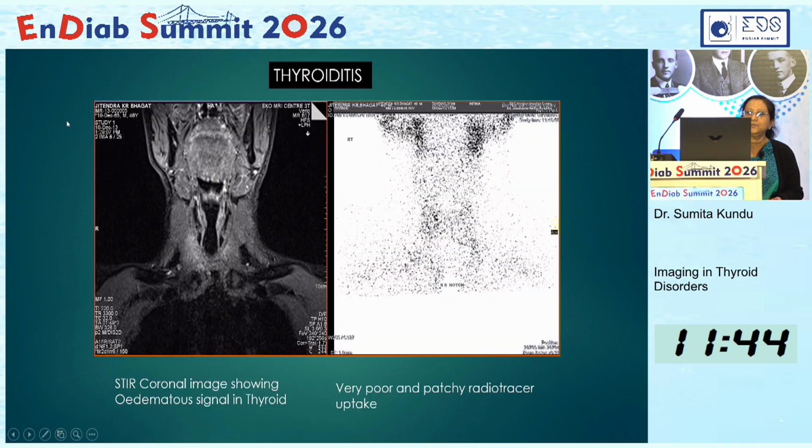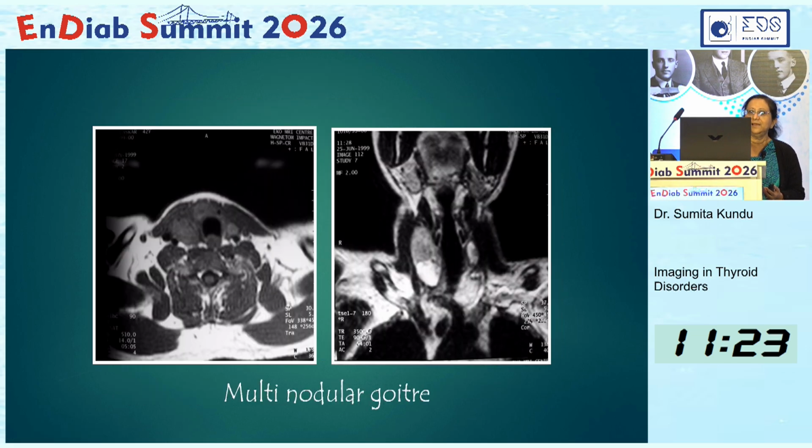This is the STIR coronal images. STIR images are images which basically suppress fat in the body and highlight wherever there is edema. So, here the thyroid gland is thickened and edematous, more on the right side, and there is very poor and patchy radiotracer uptake because of thyroiditis.